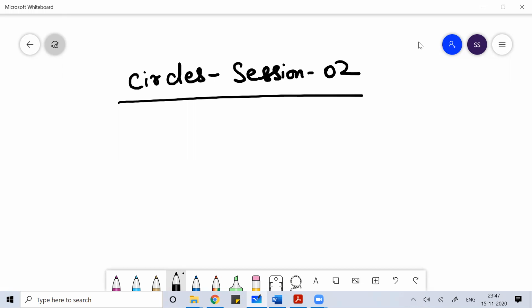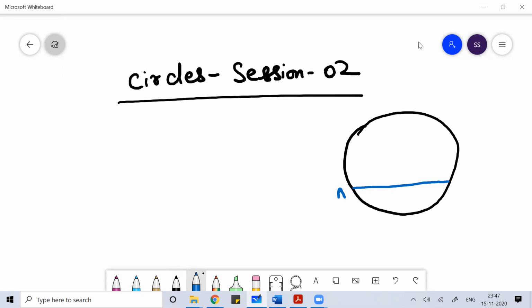A few theorems which we discussed in the previous session: if you have a circle and there's a chord, suppose AB is the chord on the circle, and from the center you draw a line perpendicular to the chord, then definitely that line will bisect the chord. Remember this: a perpendicular line drawn from the center of the circle on the chord always bisects the chord.